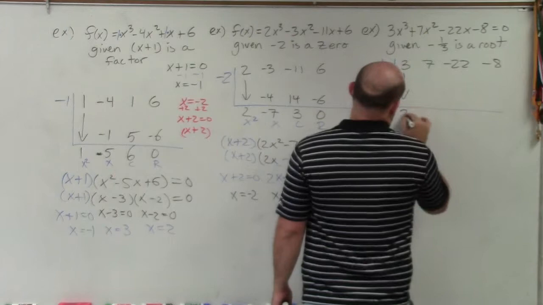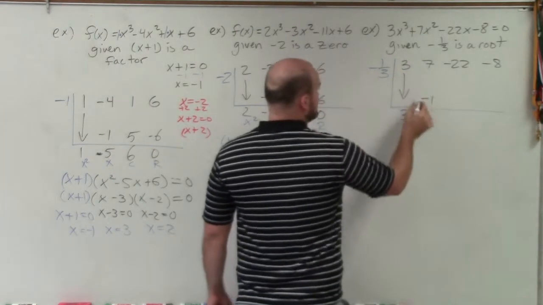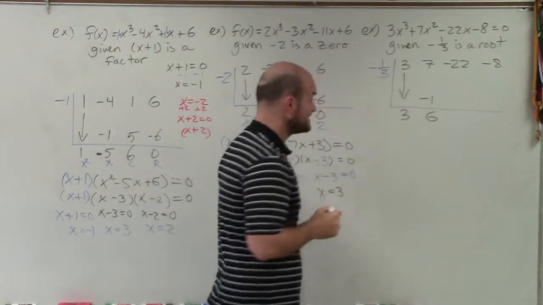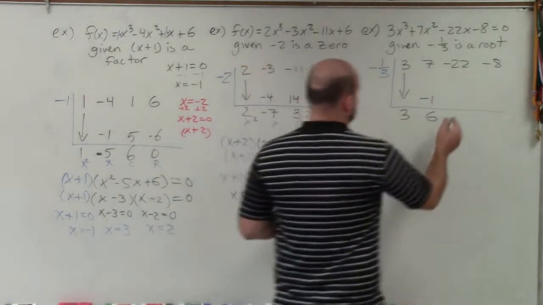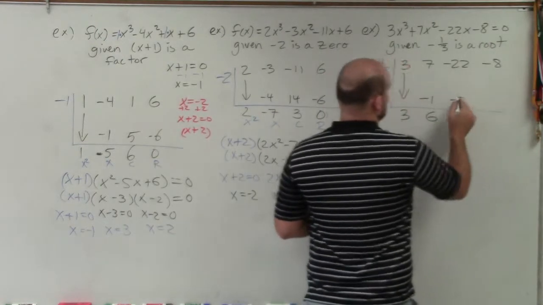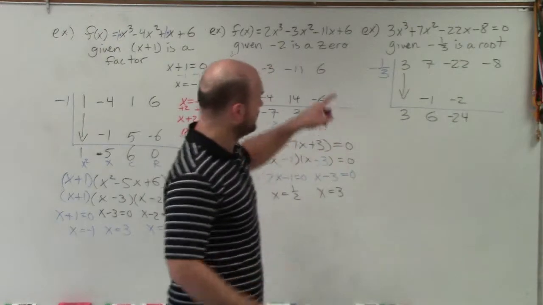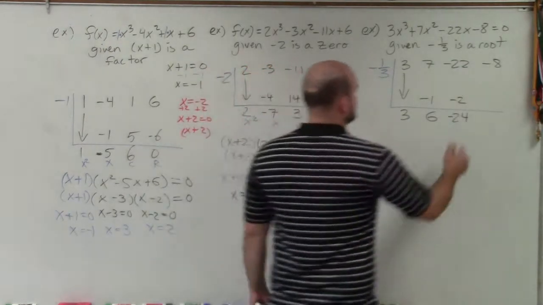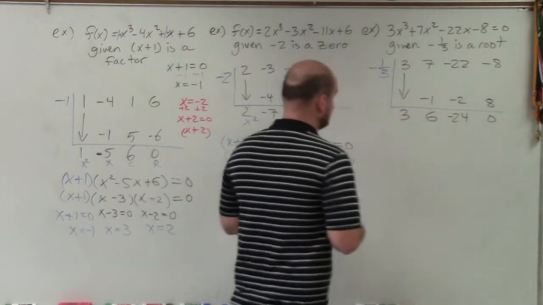First thing, bring down the 3. 3 times -1/3 is going to be a -1. 7 plus -1 is going to be a +6. +6 times -1/3 is going to be a -2. -22 plus -2 is going to be a -24. -24 times -1/3 is going to be a +8. That gives us a 0.